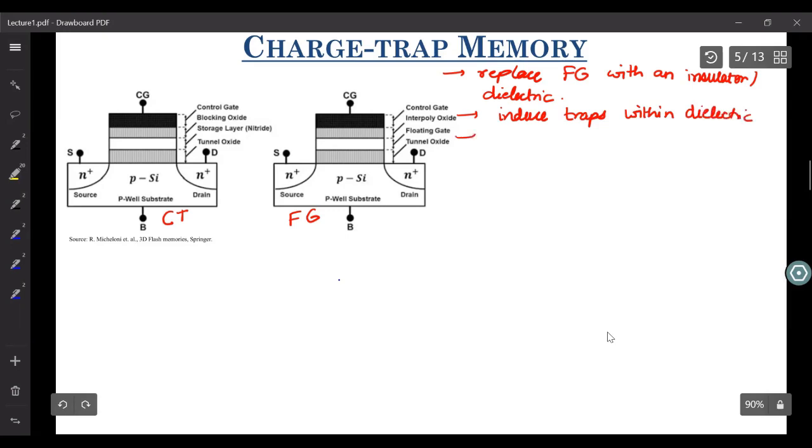And these traps can store electrons which have come to them via the channel, via tunneling or any other mechanism.